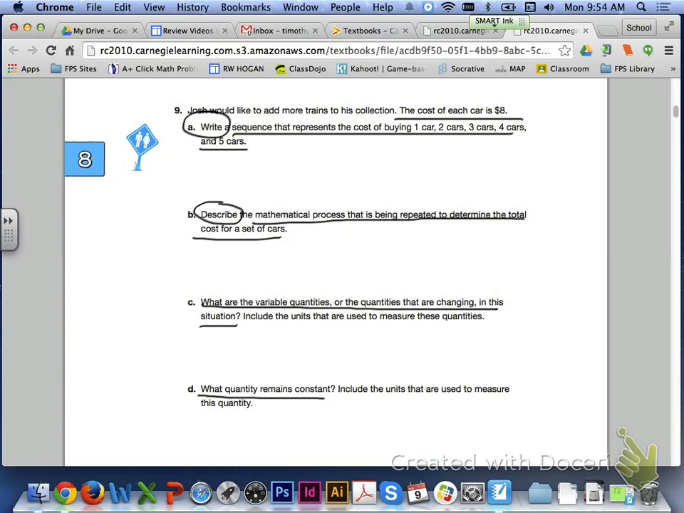Let's take a look at a different problem situation with Josh at the top of page 534. Josh would like to add more trains to his collection. The cost of each car is $8. So based off of that problem situation, let's start off by answering letters A through D.